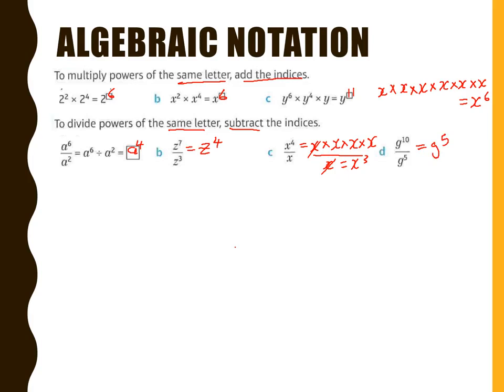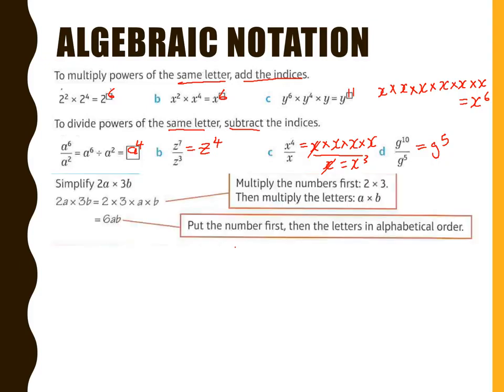And so what has happened is someone back in the day found out that instead of doing all this, you can just minus the indices. Instead of doing all this, you can just add the indices, okay? So if we were told to simplify 2a times 3b, the rules apply from before.